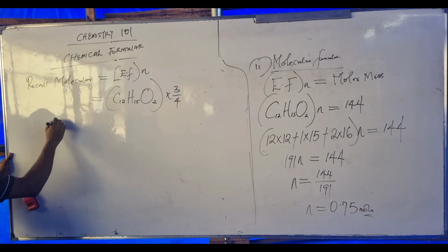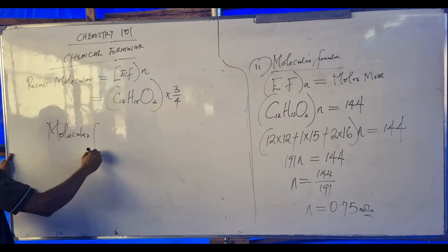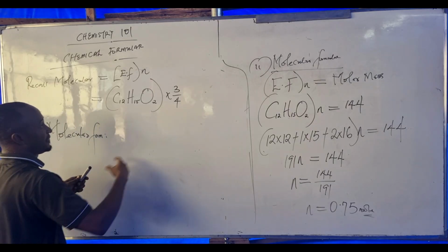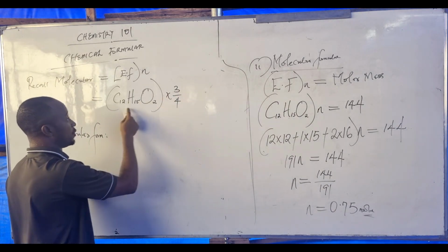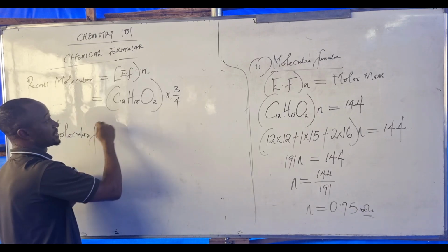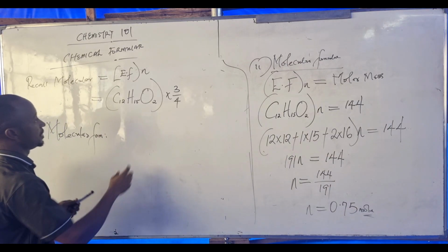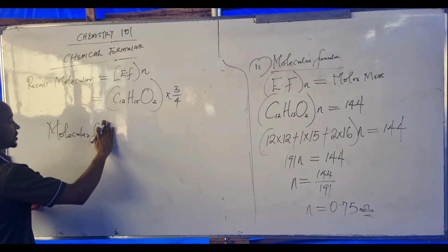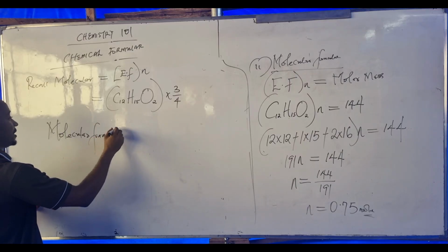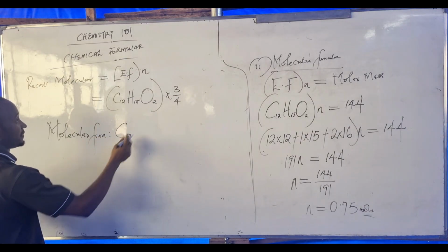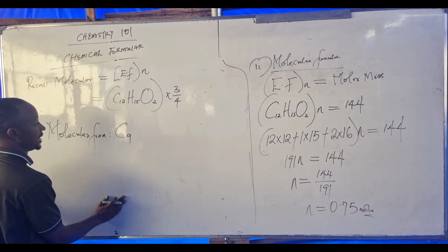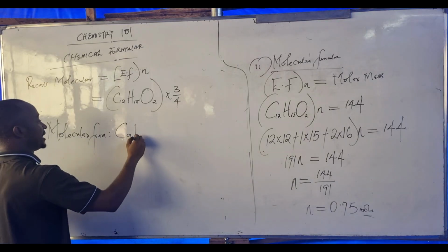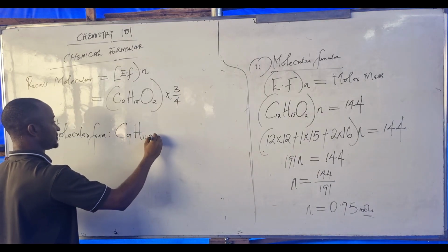So let's see, the molecular formula then becomes what? Let me try something. If I have n as 2, what do we do? I multiply this 2 by 12, Abi? Let's do the same thing here and see what we are going to have at the end of the day. 3 over 4 times 12 is 9. Here we have C9, right? 3 over 4 times 15 is 11.25. Here we have hydrogen 11.25, right?